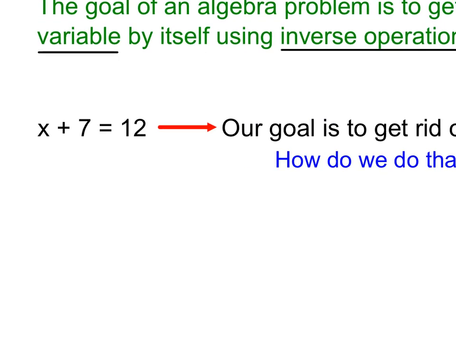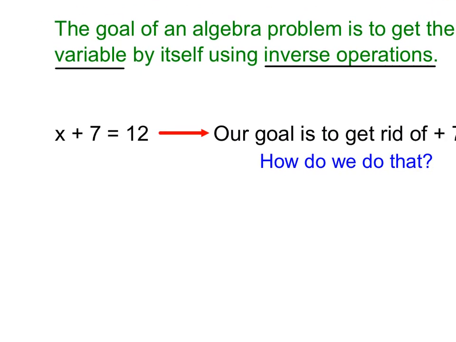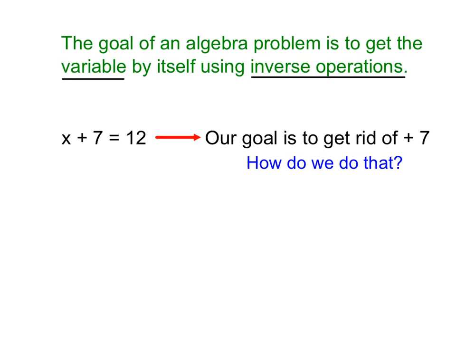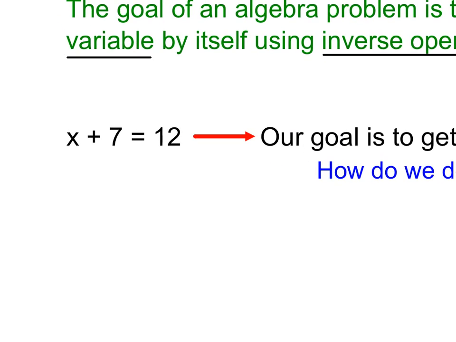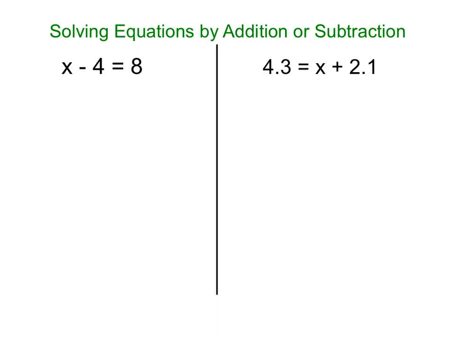So if I have this equation here, x plus 7 equals 12, our goal is to get x by itself. So our goal is to get rid of that plus 7. Well, how are we going to do that? We want to do the inverse operation to get rid of it. Now, we just mentioned we want to keep the equations balanced, so we're going to subtract 7 on both sides. We've got our variable alone, and we know 12 minus 7 is 5, so we're done. x equals 5.